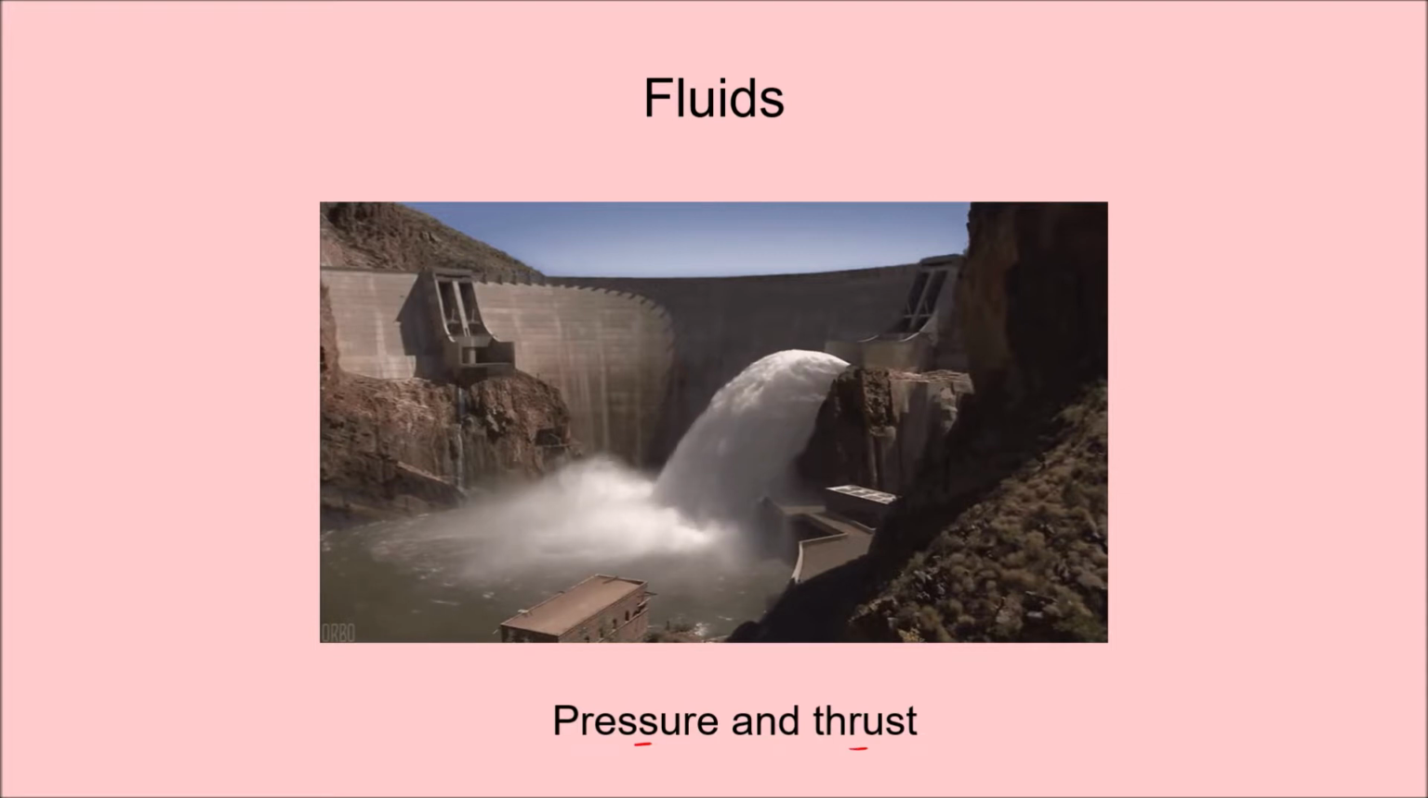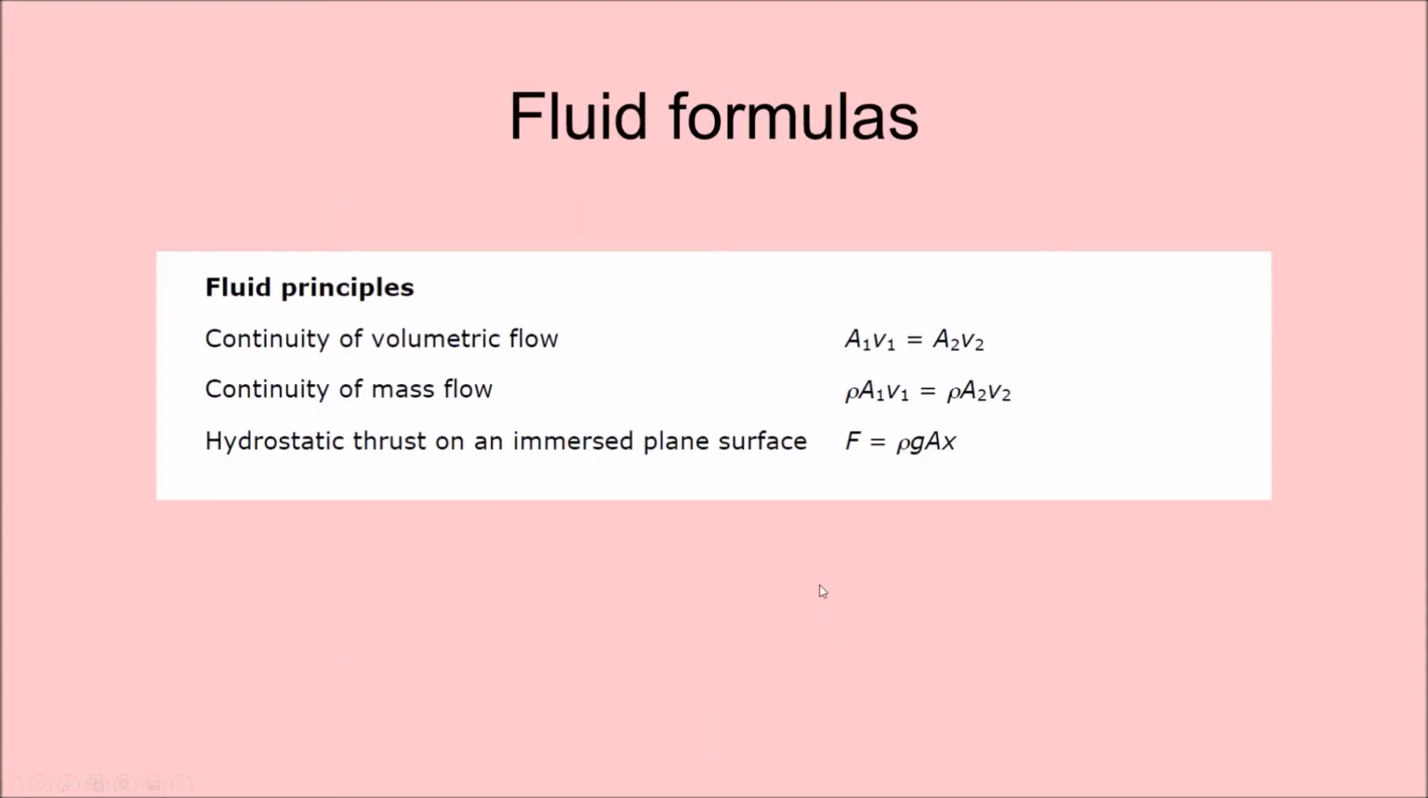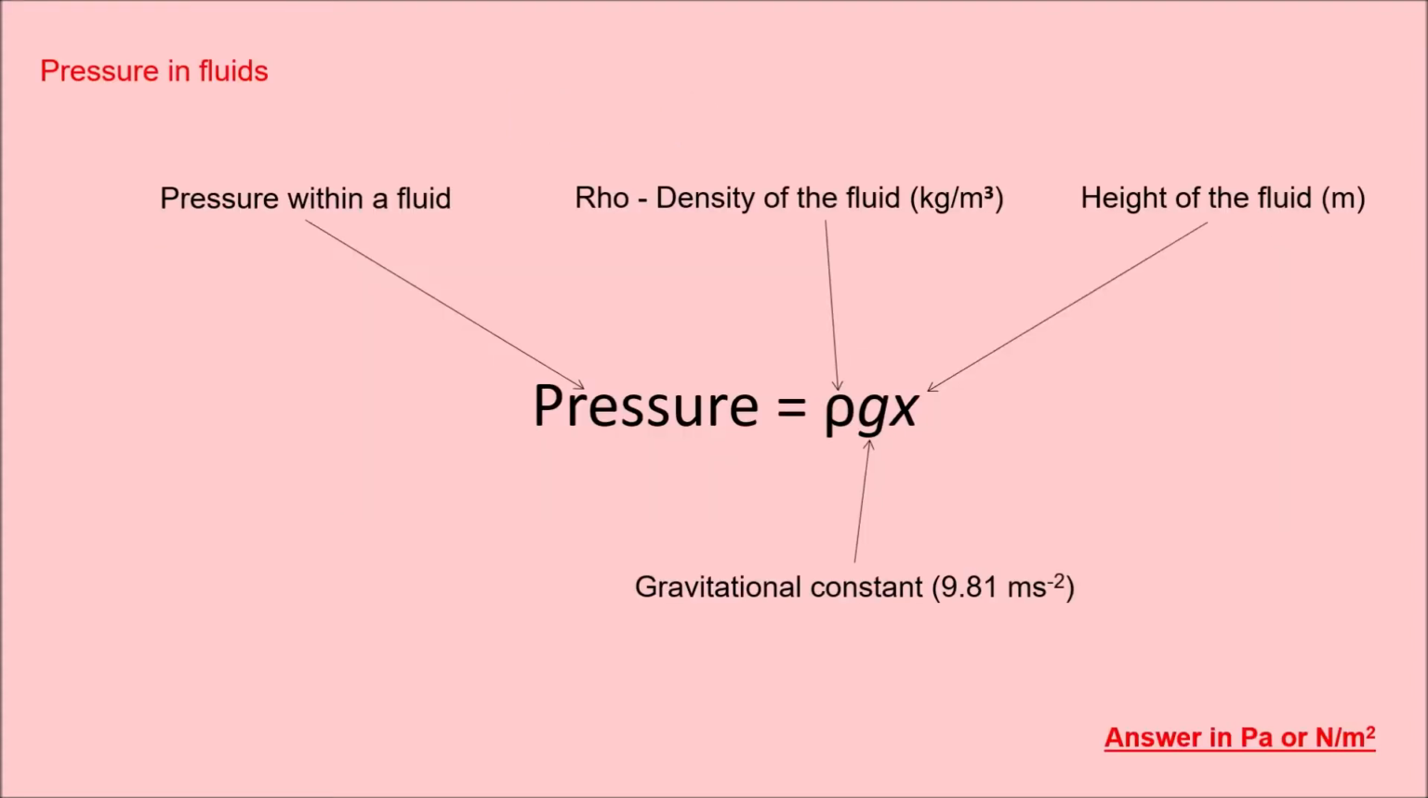Alright, so let's have a little look at our formulas. The first thing that we're going to look at is this hydrostatic thrust. So we've got force is equal to rho g a x. Now to get our head around this, I'm going to have a little look at pressure first of all.